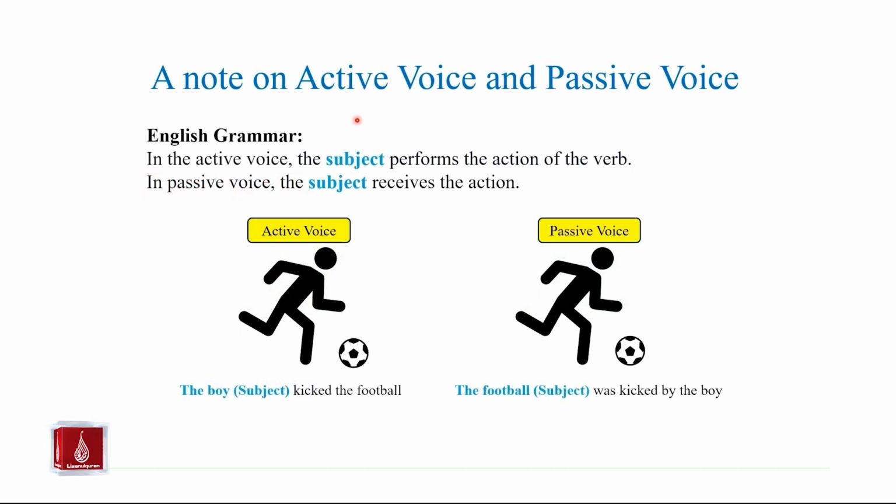We reviewed the role of active voice and passive voice. In English grammar, in the active voice, the subject performs the action of the verb, and in passive voice, the subject receives the action.